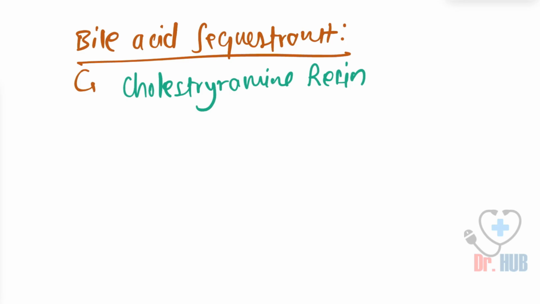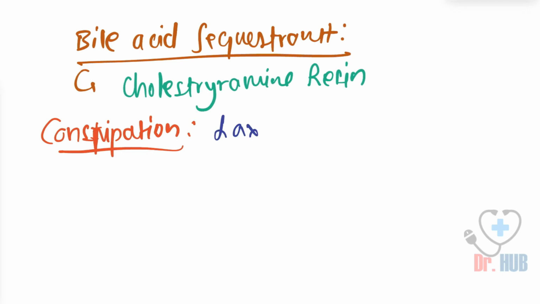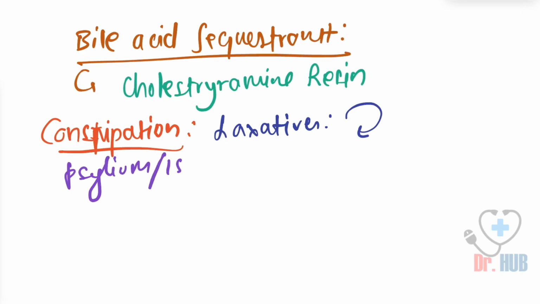Then we move on to constipation. We saw the diarrhea, now we look at the constipation. So in constipation, there are the laxatives. It includes laxatives such as psyllium and ispagula, and this is nothing but the husk. It includes the husk, and also the polyethylene glycol.